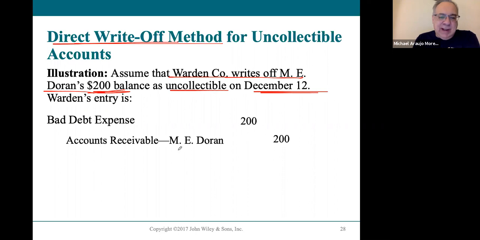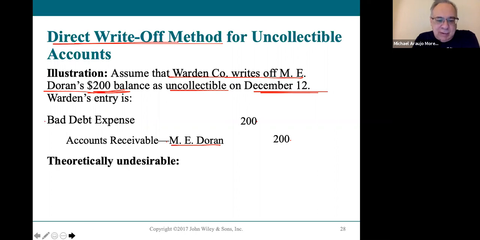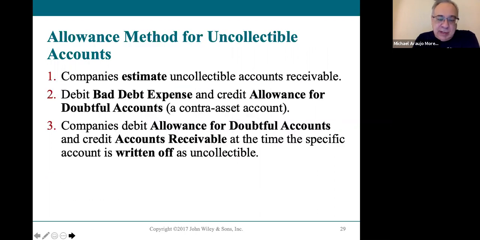Okay, and that's how simple it is. As they've identified uncollectible accounts, they will expense it at that time, and they're simply cleaning up their receivables. If they're not going to receive it, why should this $200 still be in the receivable? Got to get it off the books. And this is how they do it with the direct write-off method. However, there's no matching.